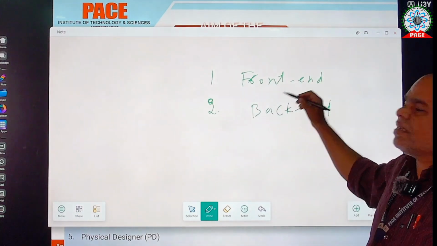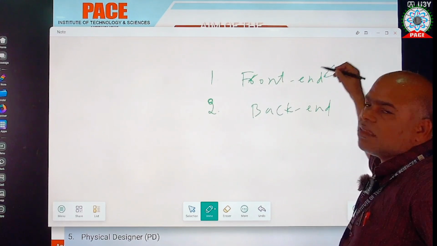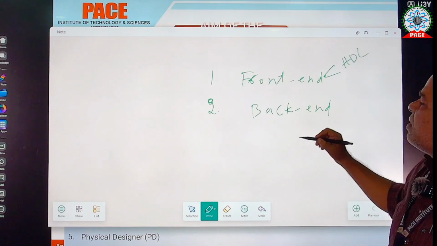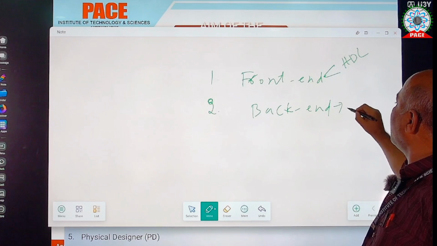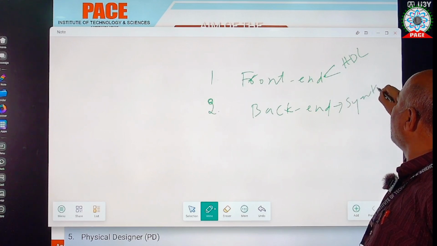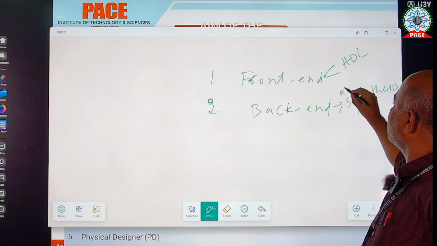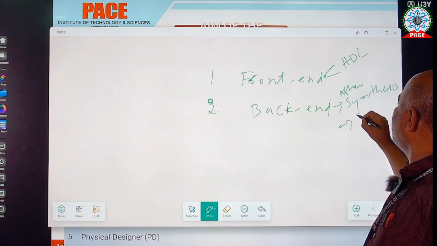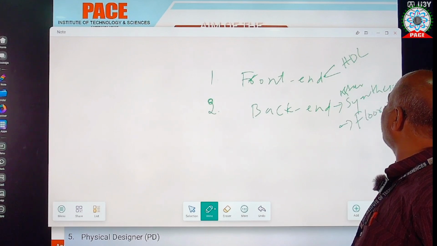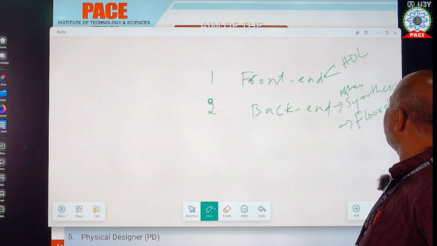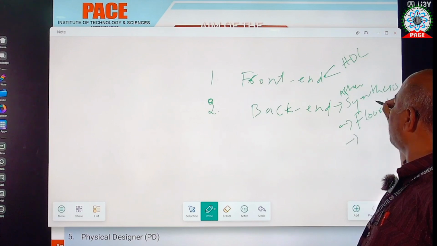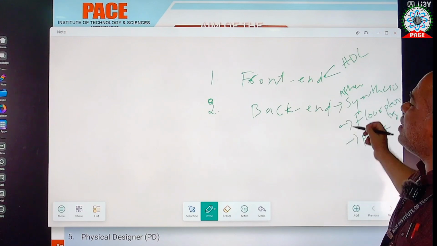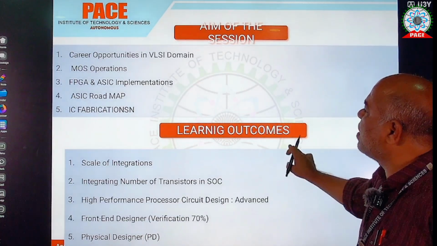The front end and back end. In the front end, you are writing the HDL coding. And in the back end, after the synthesis, you are entering into the backend tools, like floor planning, placement, and routing. They are the backend tools. And next I will go to the next slide.